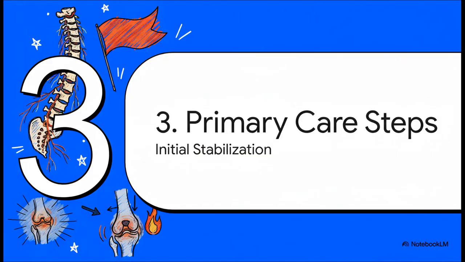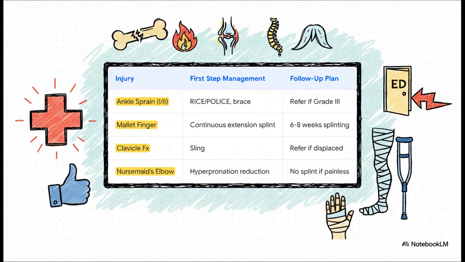Okay, so we've covered all the scary stuff that needs to go to the ED. Let's switch gears and talk about the stuff you can and will manage in your clinic. This is your initial playbook. So for your bread and butter ankle sprain, just remember RICE, or even better, POLICE. That adds protection and optimal loading.